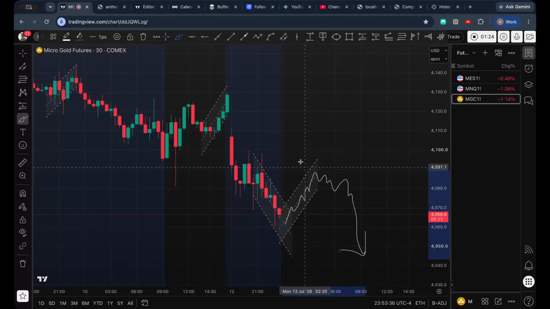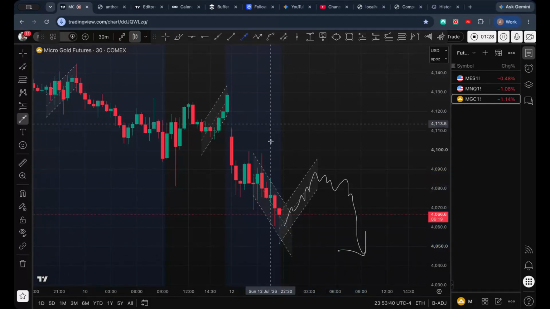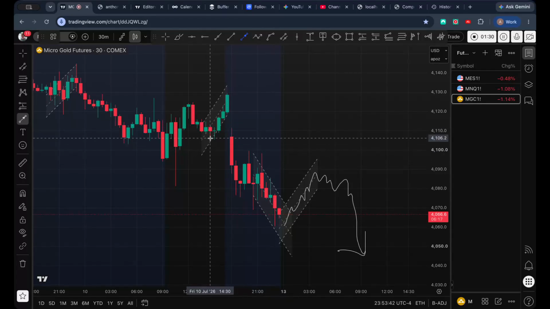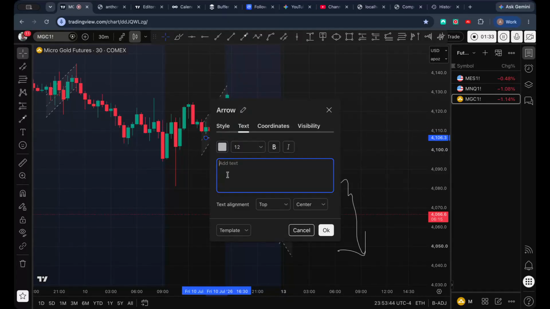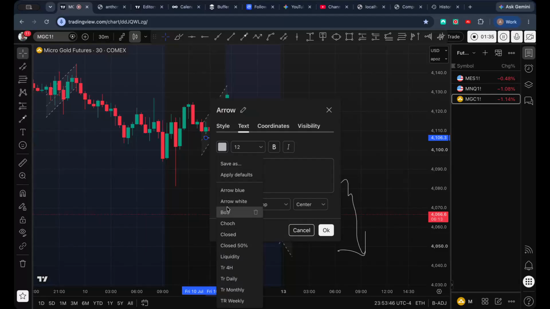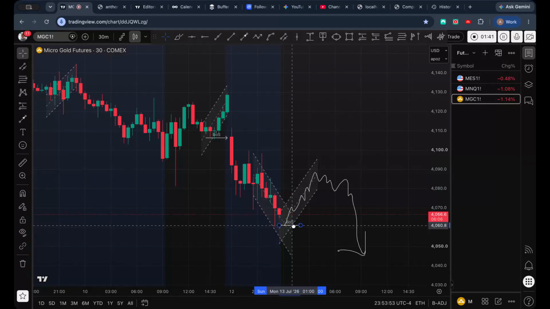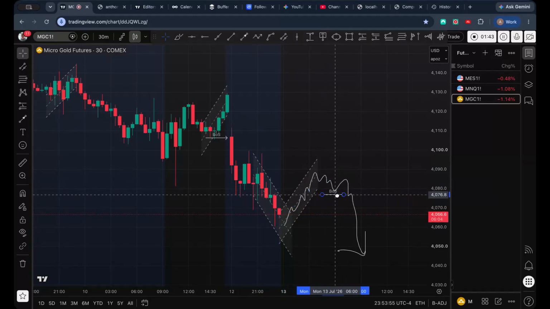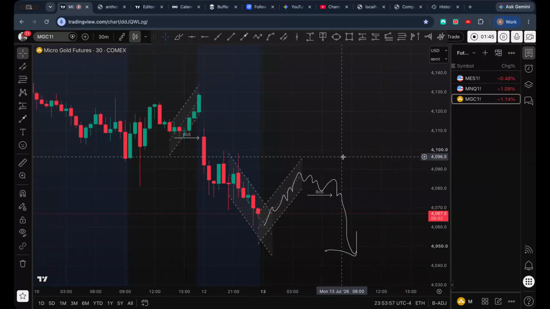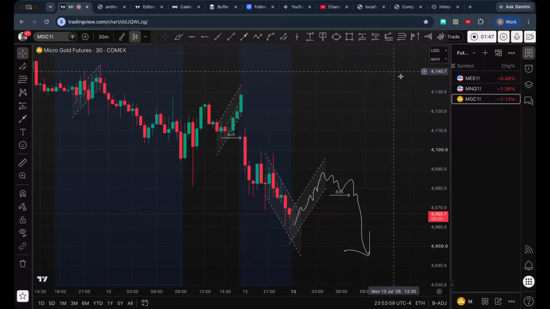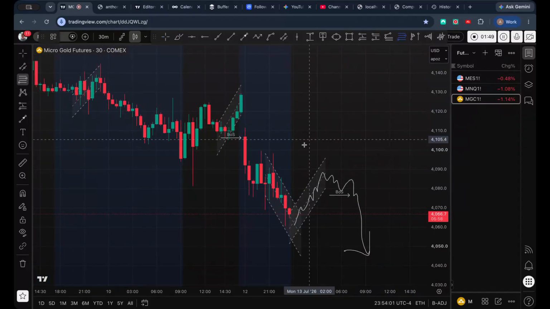And then I'm going to be looking for this. See that there? That's a break of market structure. Grab that arrow, copy it, and I want the same thing. I want this to pull back and then break structure, and then I'm short.